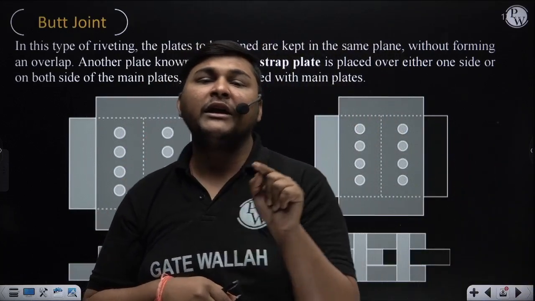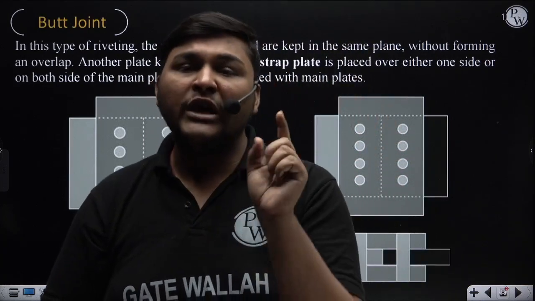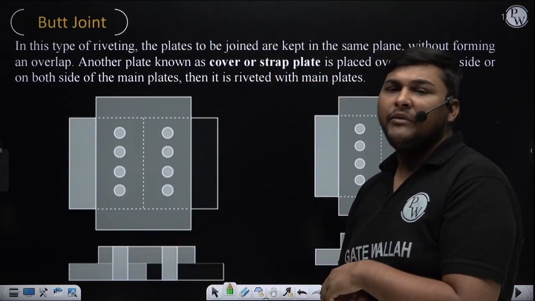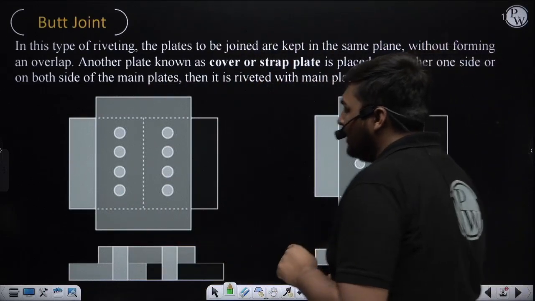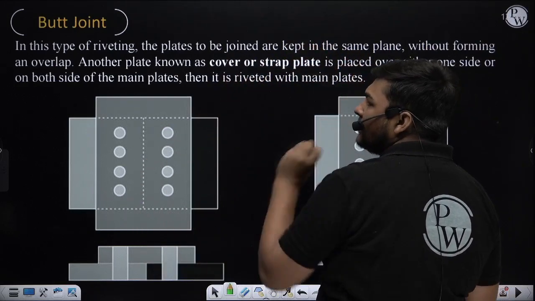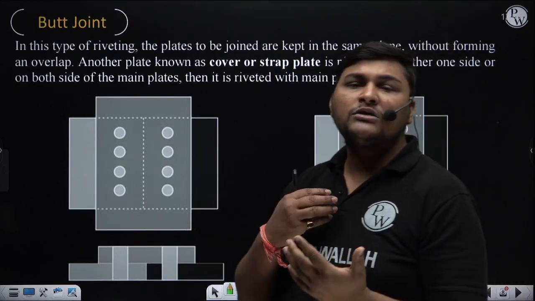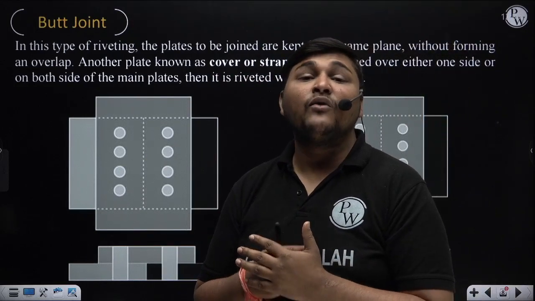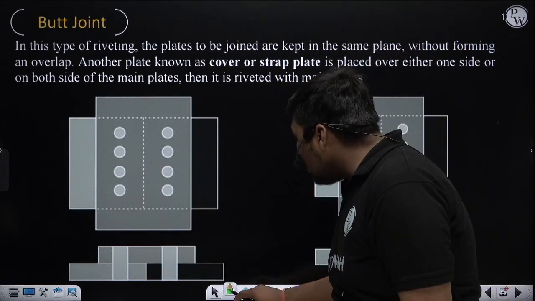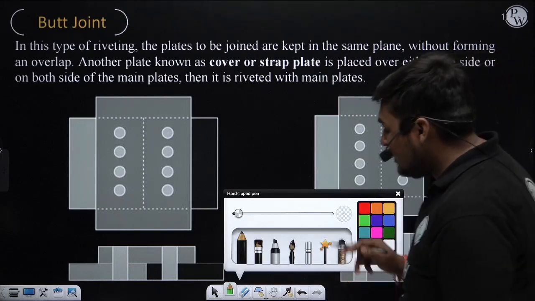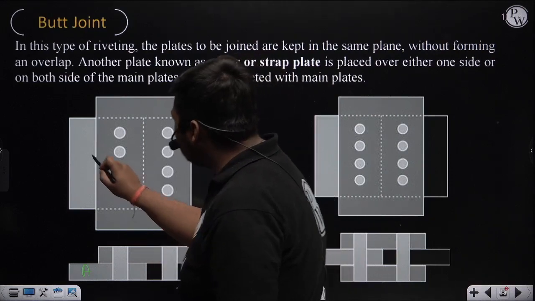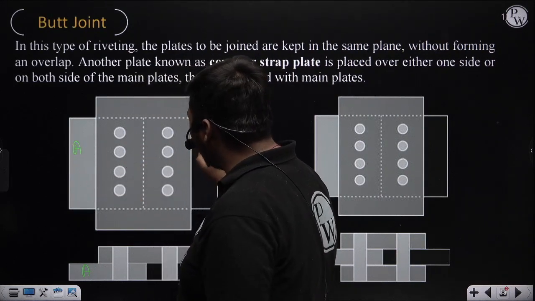But right now we want to connect A and B through riveted joint. So if we are making a butt joint through rivets, then that joint will be known as butt riveted joint. But how can we make that joint? In this type of riveting, the plates to be joined are kept in the same plane without forming an overlap. In lap joint we were making an overlap, here no overlap will come because plate A and B are kept in the same plane. But how can we make this butt joint through rivets? Suppose this is plate A which we want to connect, and this is plate B. Only focus on plate A and plate B.